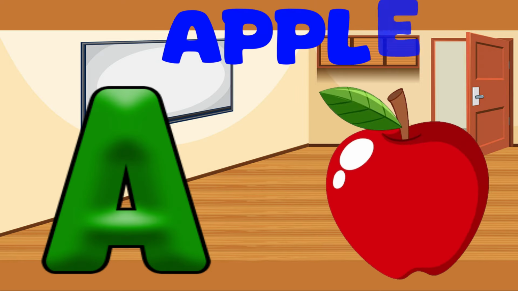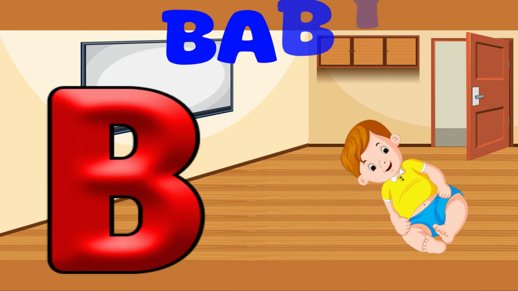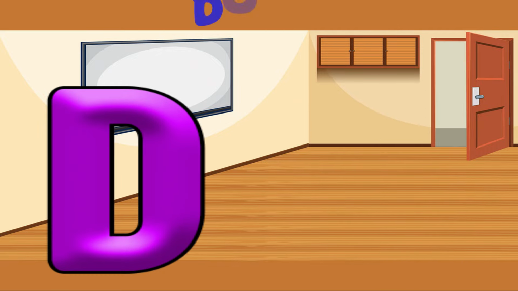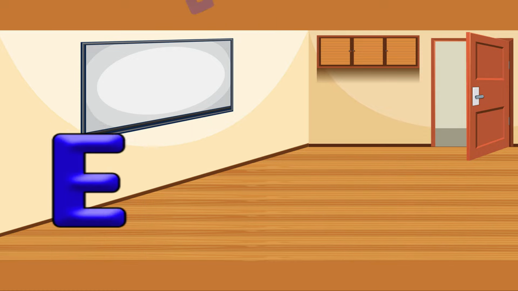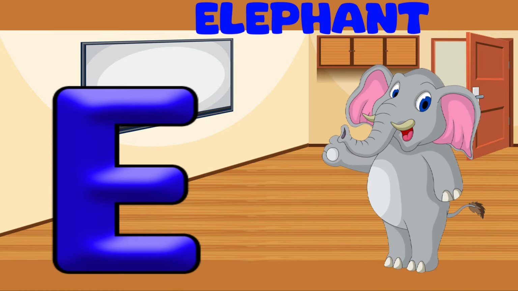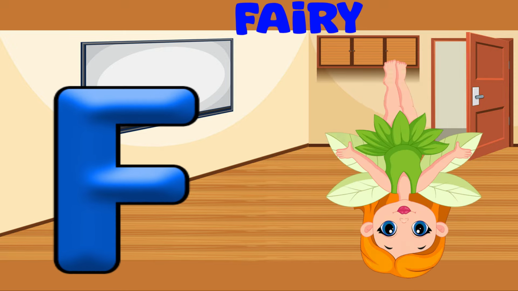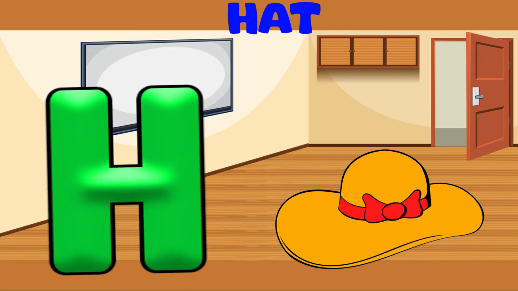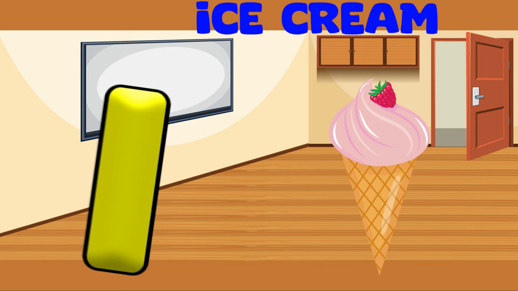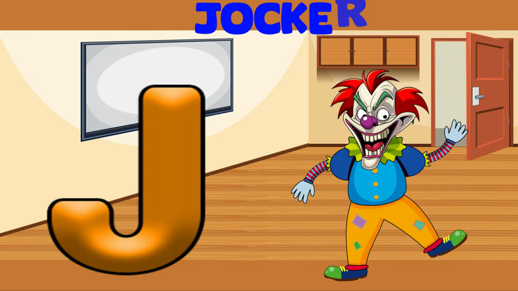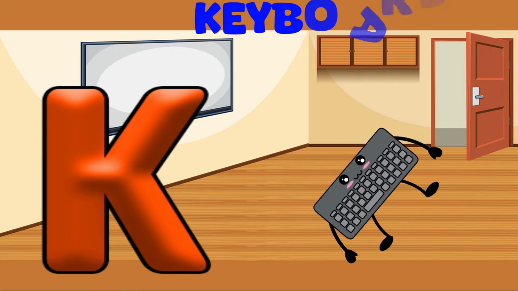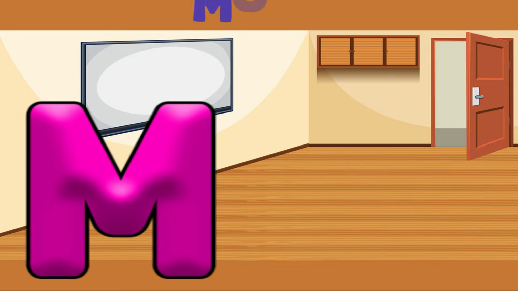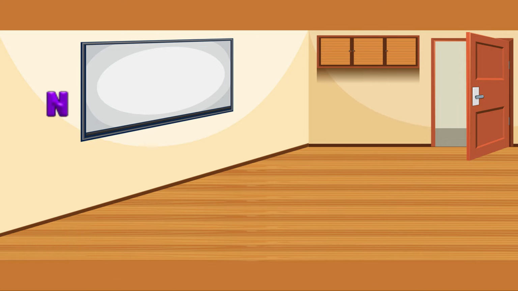A is for apple. B is for baby. C is for coconut. D is for donut. E is for elephant. F is for fairy. G is for gorilla. H is for head. I is for ice cream. J is for joker. K is for keyboard. L is for ladybug. M is for monkey. N is for needle.